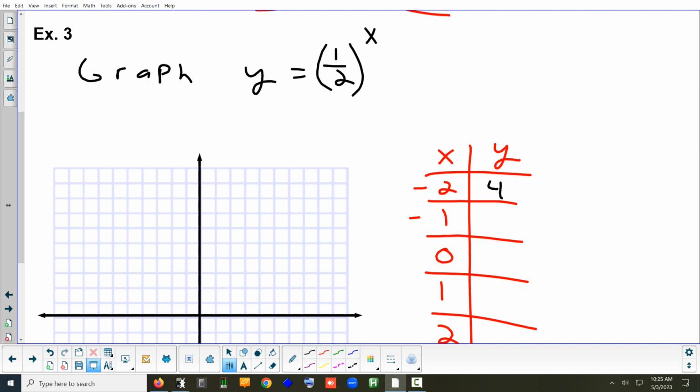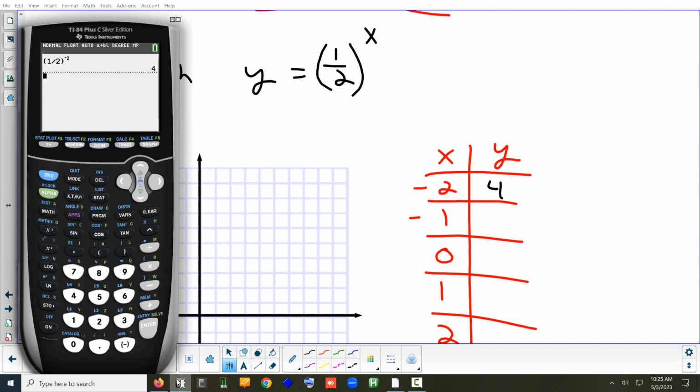What's the next x value I'm going to plug in? Yep, -1. So what's nice about this calculator is if I'm going to have to type the same thing in over and over, I can press a button that brings up the last thing I typed in, and all I have to do is change the thing that I want to change. If you have to retype it every time, it's not a big deal, but it just saves a little time. So 1/2 to the -1 gives me 2.